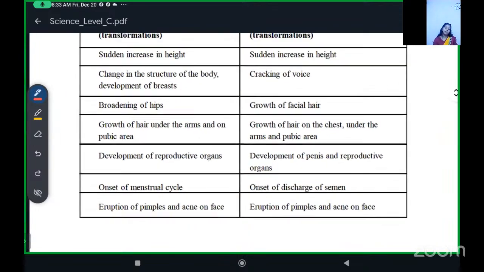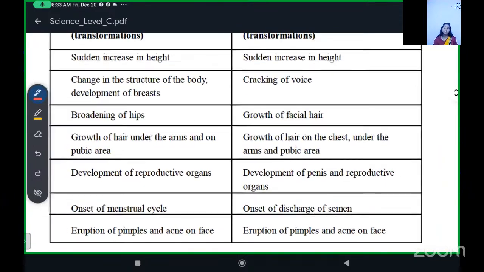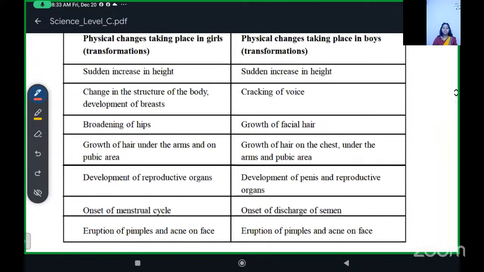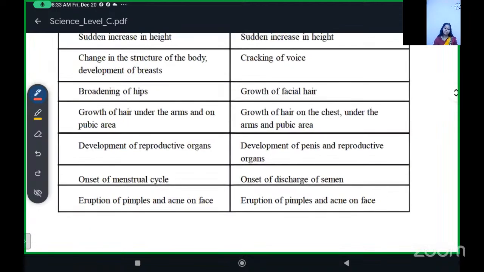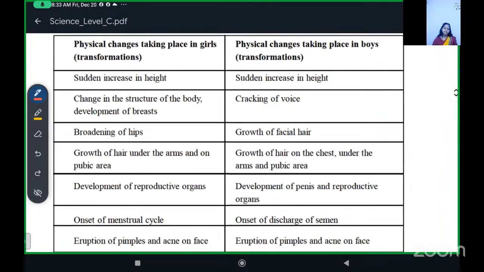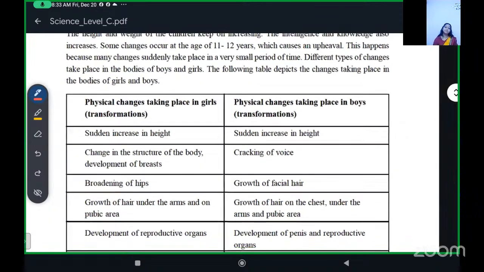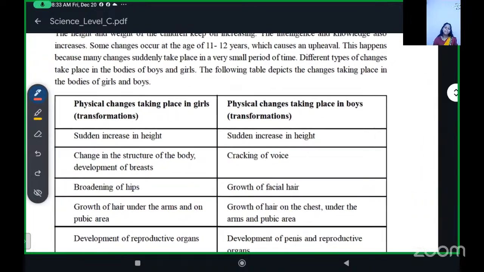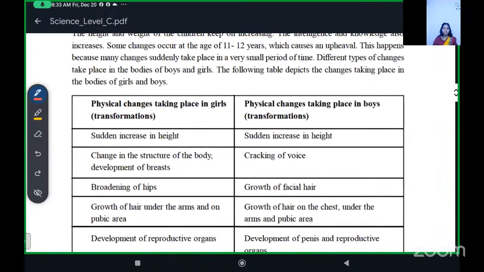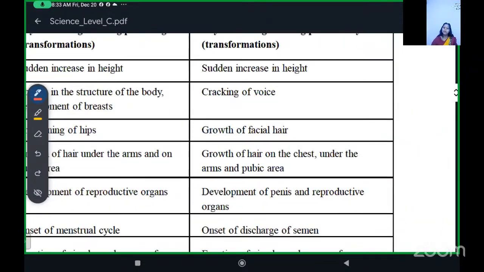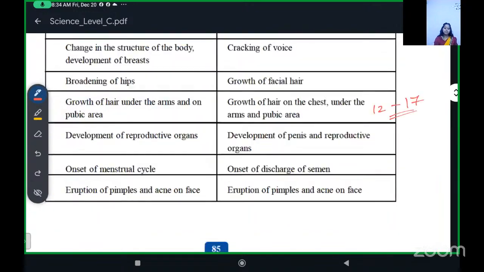Then in girls, there is onset of the menstrual cycle, whereas boys go through the discharge of semen. Then there is eruption of pimples in girls, and boys also have eruption of pimples and acne in their teenage. So these are all the changes that happen. Some of them occur when we are 11 to 12 years old, and some occur when we are 12 to 17 or 18 years old. So the physical changes are there.